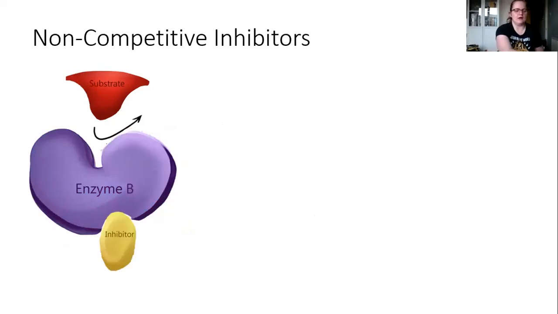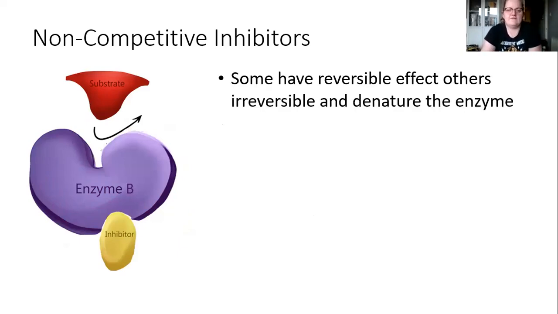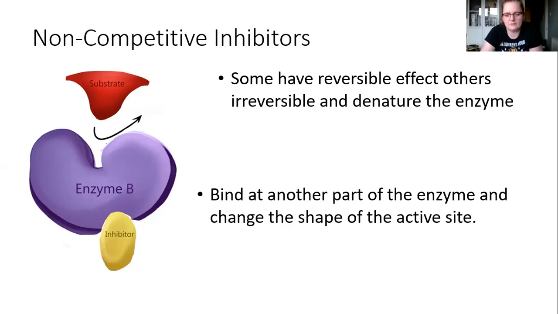Another way we can inhibit the use of enzymes is through non-competitive inhibitors. Some have reversible effects and others are irreversible and denature the enzymes. So I'll talk about them slightly separately. What they do this time is bind at a different part of the enzyme. They don't go to the active site, and they will change the shape of the active site. This can be either reversible and it just changes it for a short period of time, or it can be permanent and it denatures the enzyme.